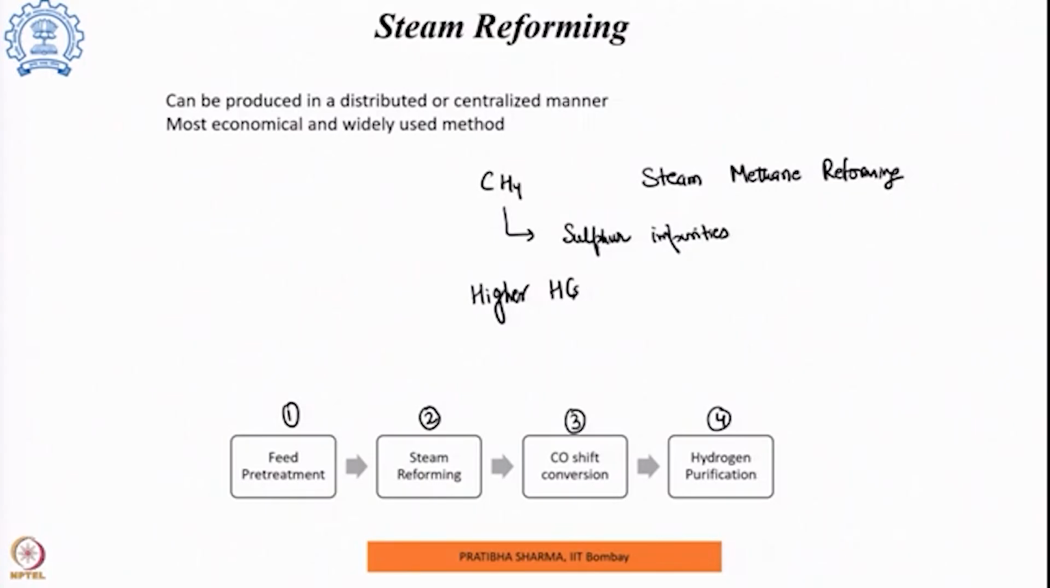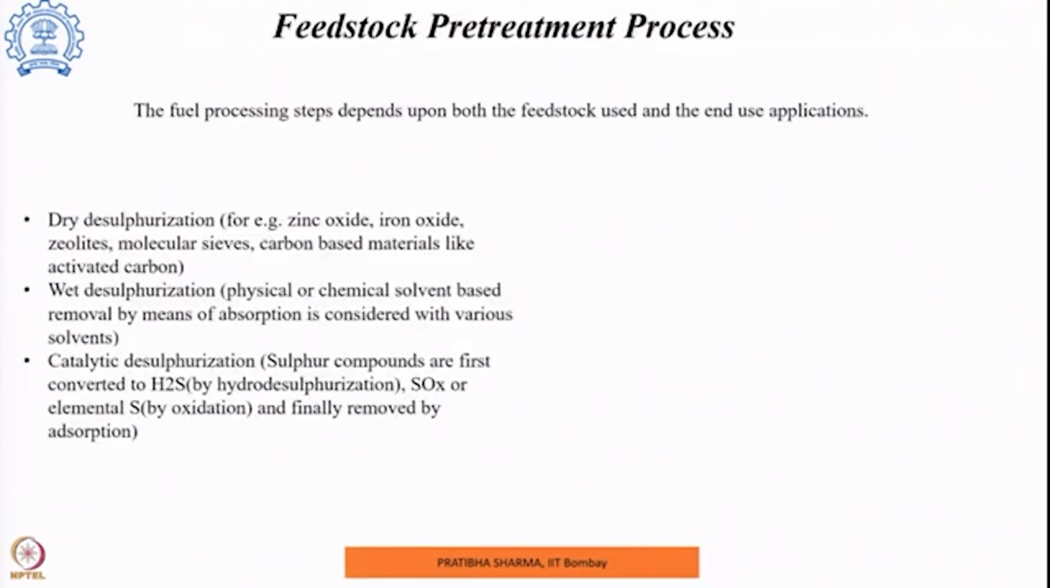So there are other compounds which need to be removed, like chlorides, heavy metals, or olefins, that need to be taken care of first in the feedstock pre-treatment process before the feedstock enters the reforming unit. So this is a fuel processing step prior to the reforming process which takes care of the undesired impurities in the feedstock which can deactivate the catalyst in the different downstream processes.